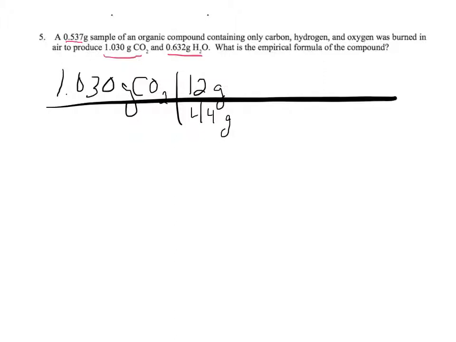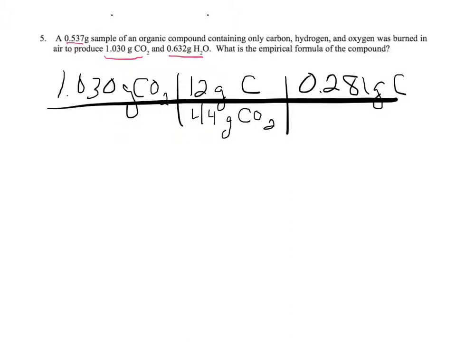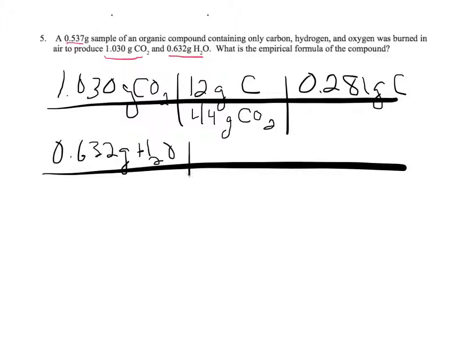So the total mass of the carbon dioxide is 44, and out of that, 12 grams is going to be carbon. So I solve for that, and I get an answer of 0.281 grams of carbon. Okay. Next step is figuring out how much hydrogen. So I say if I have 0.632 grams of water, the law of definite proportions says if I have 18 grams of water, which is the mass of 2 hydrogens plus 1 oxygen, I have 2 grams of hydrogen.